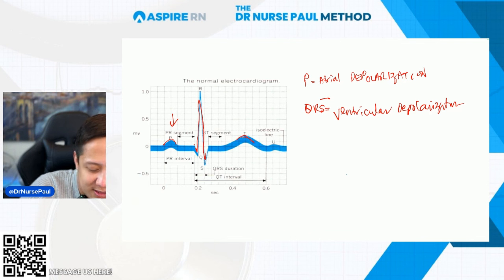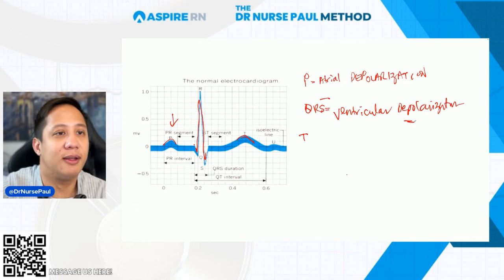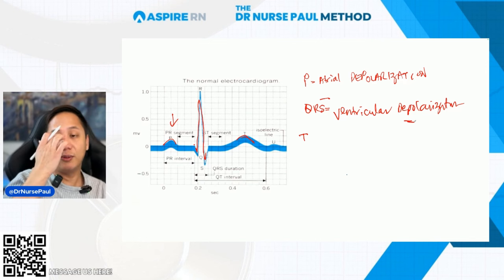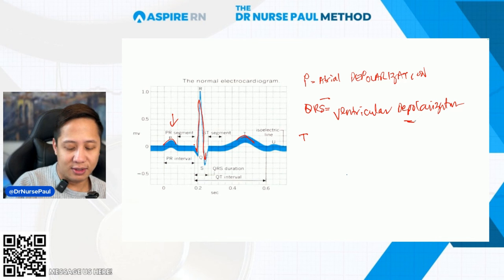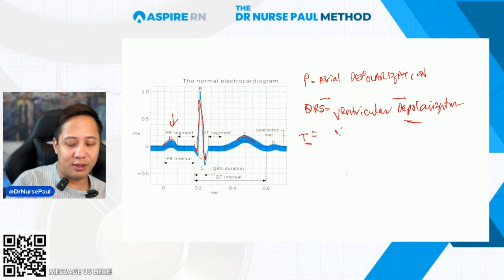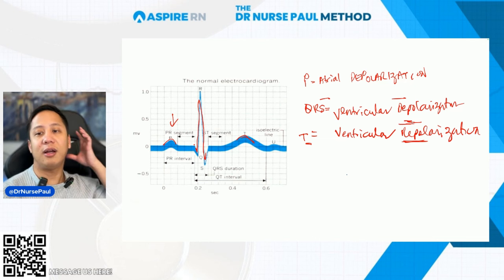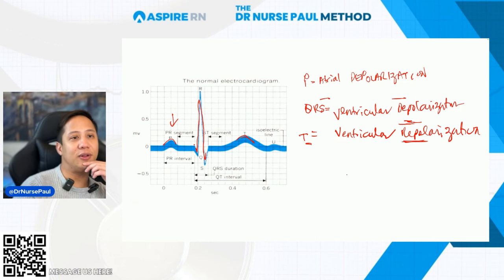All right? The T, what is the T? Guys, if depolarization is contraction, then what is repolarization? Relaxation, right? This is where the heart contracts, but the heart needs to relax as well, right? It's a muscle. If it doesn't relax, it's not going to contract again. Agree? So guys, remember that your T wave is your ventricular repolarization. Repolarize, relax. So ventricular repolarization.